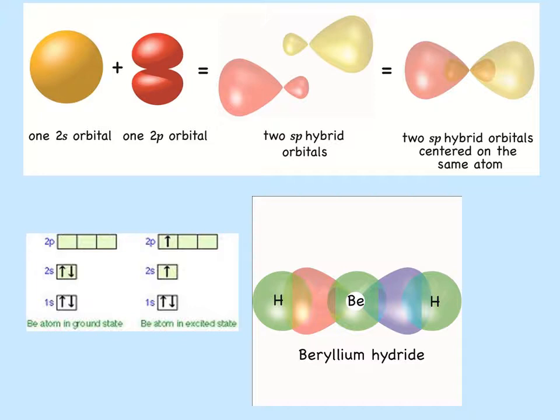So you get a 2s orbital and a 2p orbital, and those merge together to form what we call 2sp hybrid orbitals. It looks like the dumbbell-shaped thing at the top of the page. By doing this, beryllium can react with two hydrogen atoms, one on the reddish orange lobe and the other on the yellow green lobe, to form beryllium hydride. Now note that beryllium hydride is a linear compound, and we'll talk about that in a minute.